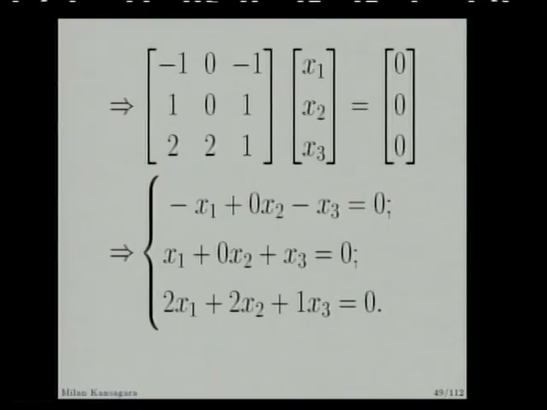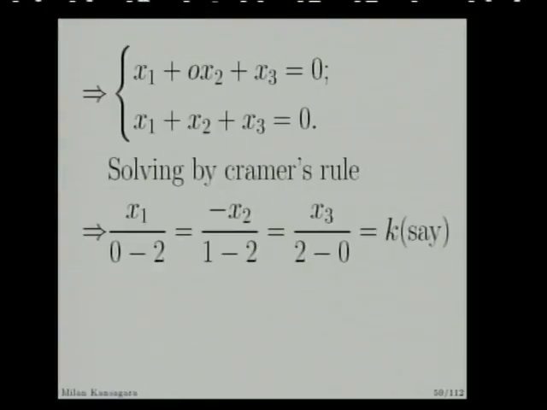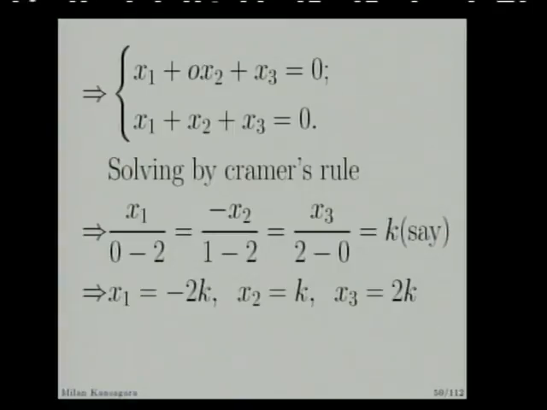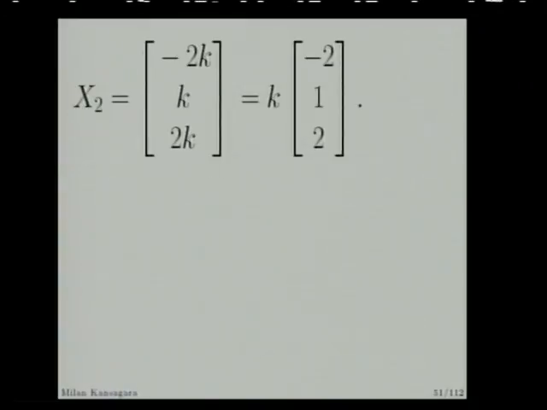But here let us consider the first two equations and solve these two equations by Cramer's rule. So by Cramer's rule, it is x1 upon something, minus x2 upon something, and x3 upon something. We know how to solve these equations by using Cramer's rule, so I am not giving the detail of this. So x1 is equal to minus 2k, x2 is k, and x3 is 2k. Now take k common, so we get minus 2, 1 and 2.